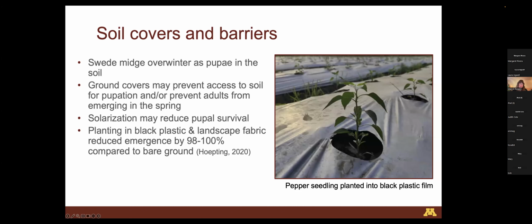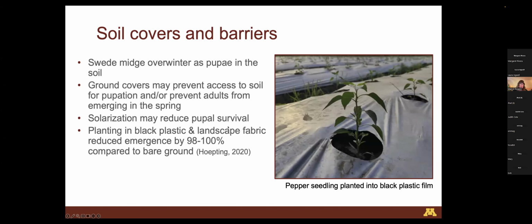Because Swede midge overwinter as pupae in the soil, if you provided a barrier, first of all, a barrier during the growing season that prevents the larvae from accessing the soil to pupate, that's one strategy. Or you can cover soil later in the year, at the end of the year, to prevent pupae that are already in the soil from emerging. So maybe two different ways we can use this.